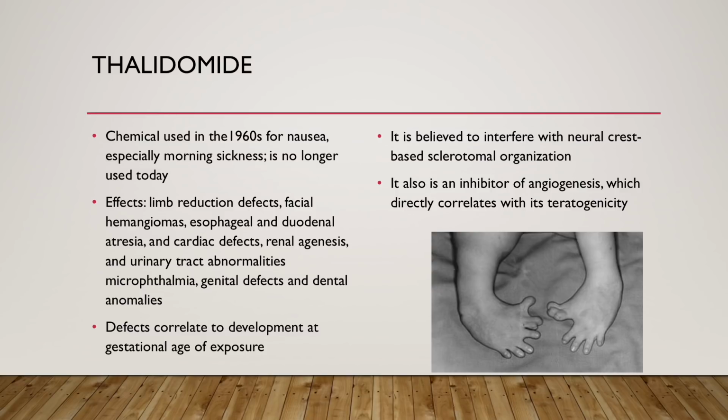The defects directly correlated to development at the gestational age of exposure, just like when you look at that chart we have earlier. Thalidomide is believed to interfere with the neural crest-based sclerotomal organization. So during development, the sclerotomes make up the musculature, so it affects how they develop and how they spread from the neural crest. Thalidomide is also an inhibitor of angiogenesis and this directly correlates with its teratogenicity. This picture here is just an example of one of the limb defects you can see with thalidomide.